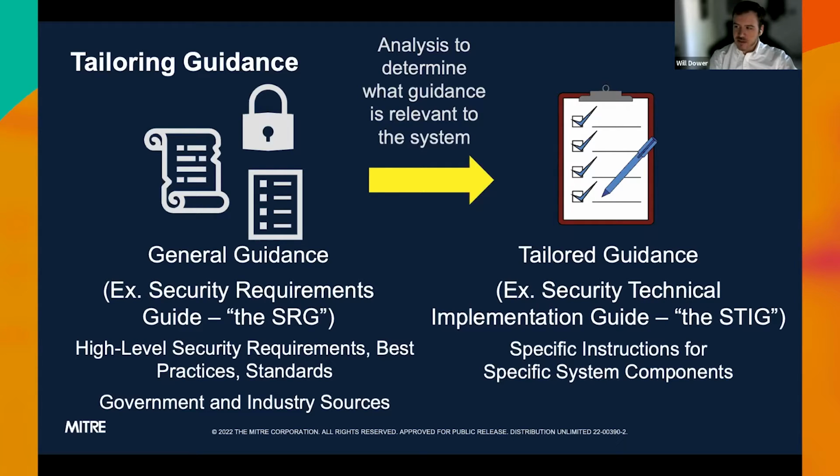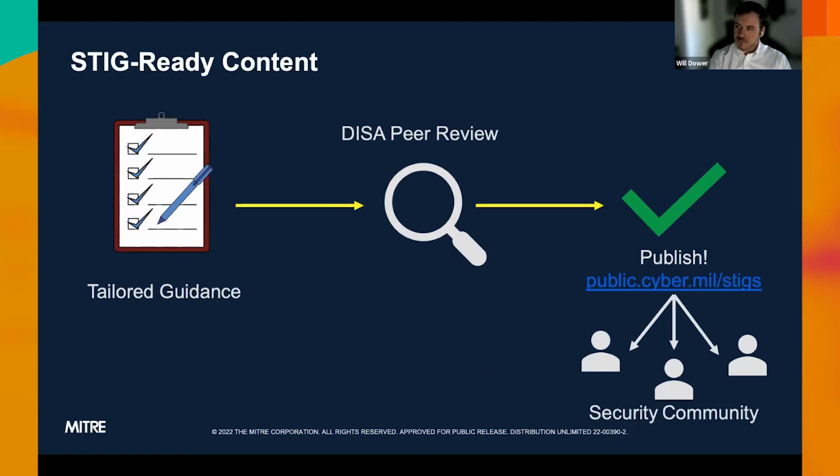For example, a STIG might say that to secure the Red Hat operating system in particular, you need to have a minimum length of 15 characters, and it will tell you exactly which config file to check to see if the system is actually enforcing that rule.